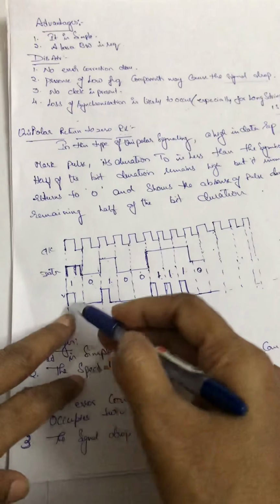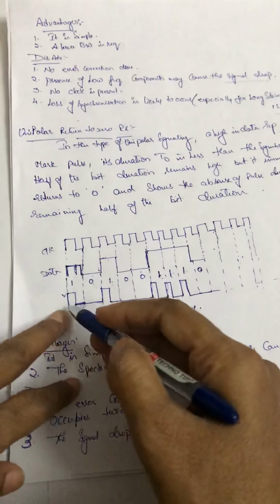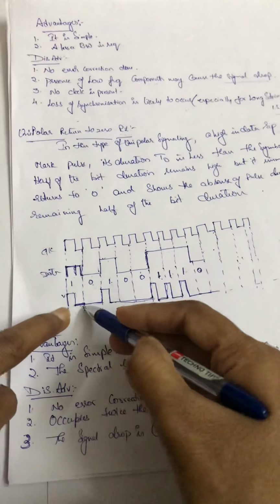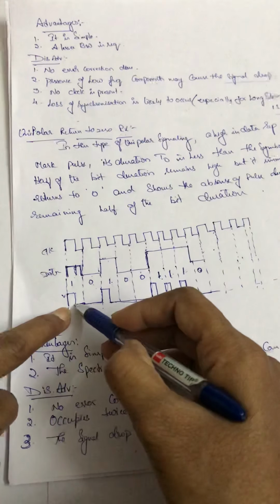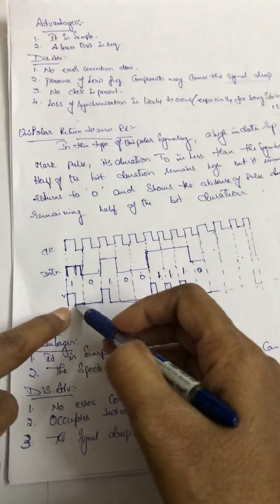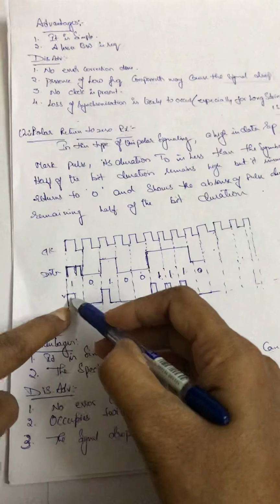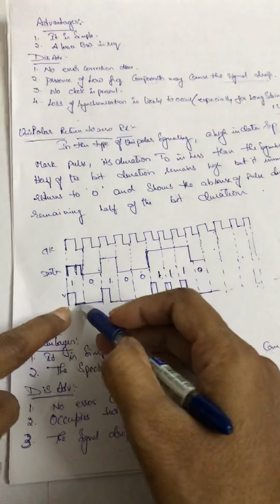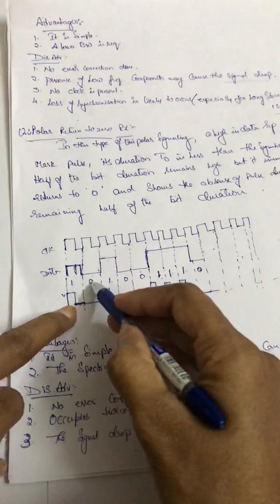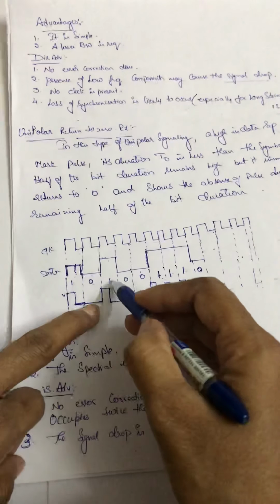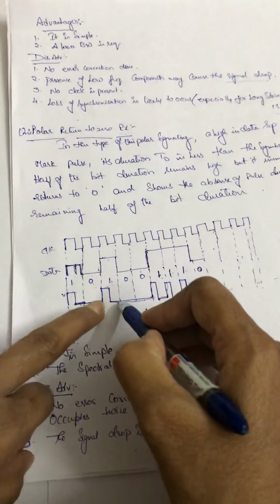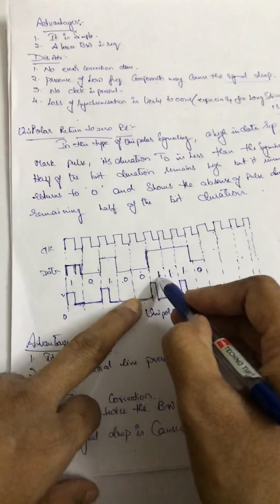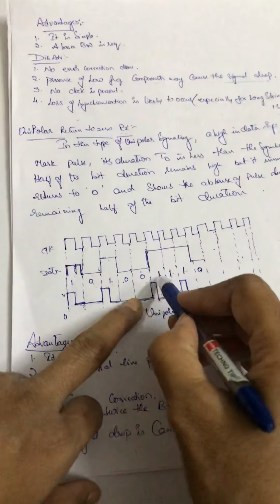In the case of RZ, return to 0, this is our whole cycle. During the first half of the bit cycle, for 1 it shows a positive pulse, and then again comes to 0. The next 0 shows 0 voltage. The next 1 again shows positive, then again comes to 0. 0 shows 0 voltage, 0 shows 0 voltage, like this. Next again we have bit 1, again this is our whole cycle.